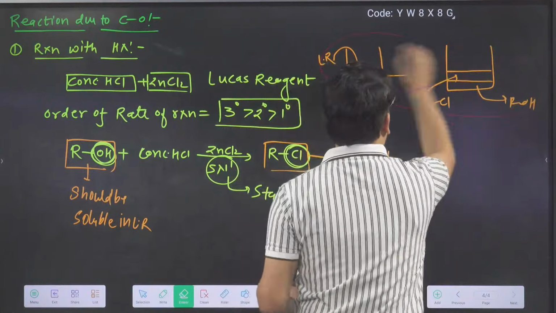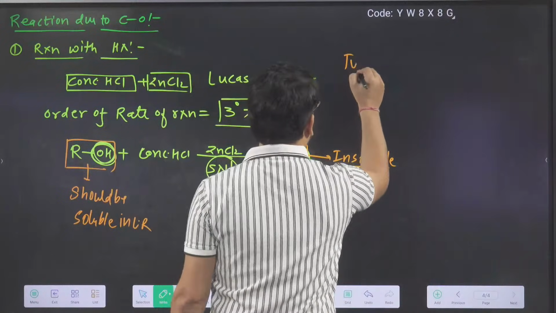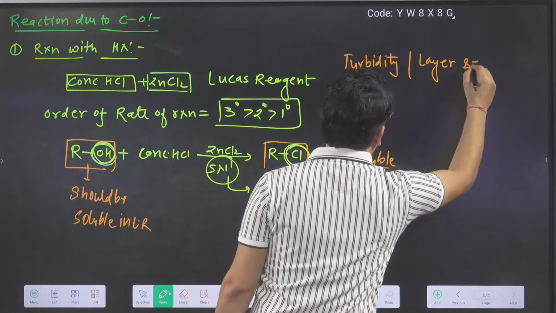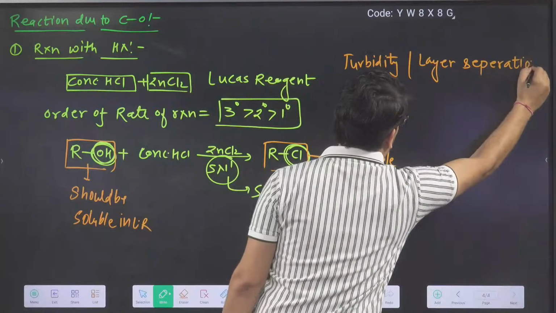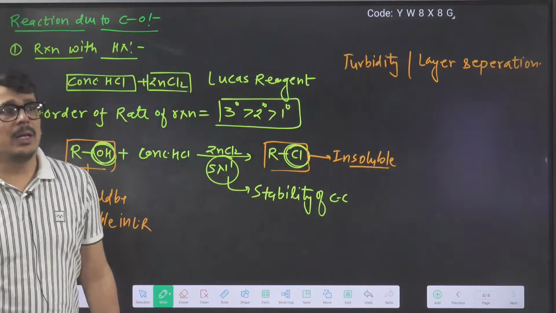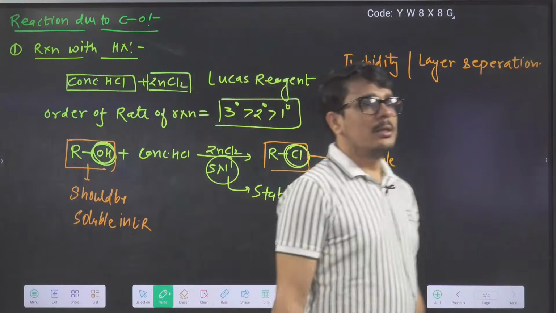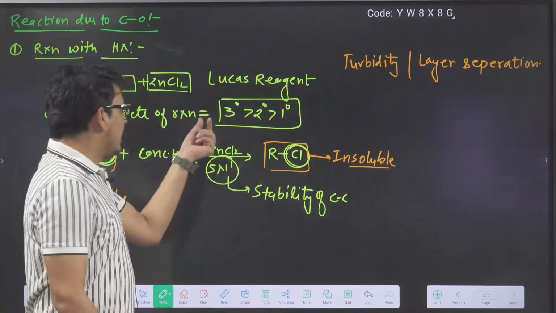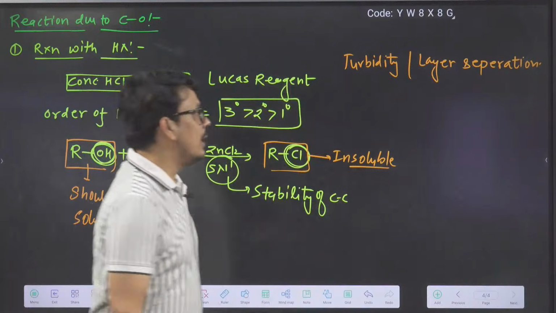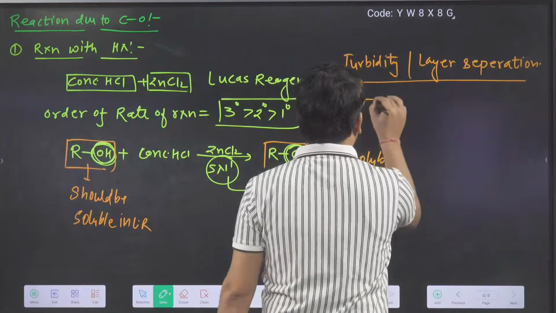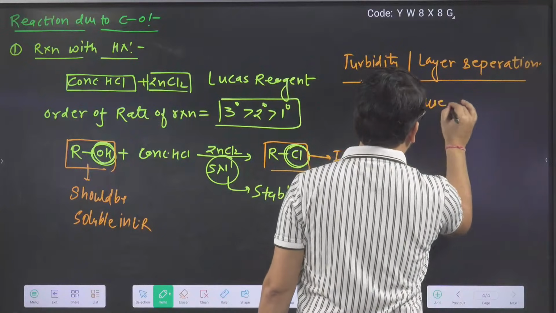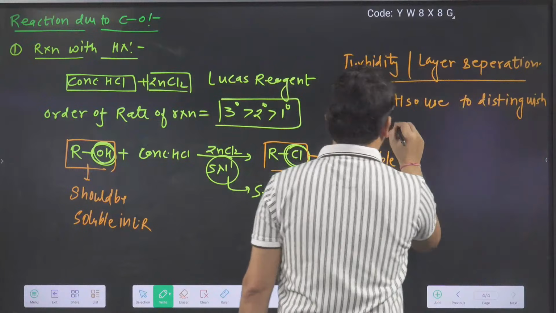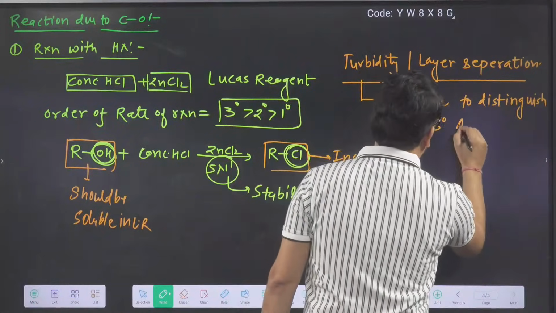So two things are possible. One is the word turbidity, and another word is layer separation. Turbidity and layer separation will be fastest in 3 degree, then 2 degree, and then 1 degree. This reaction is also used to distinguish 1 degree, 2 degree and 3 degree alcohol.